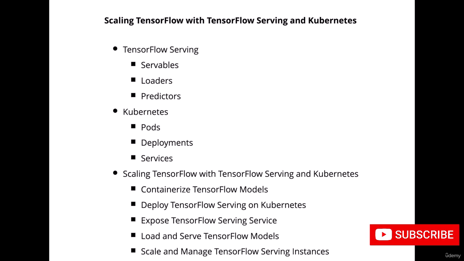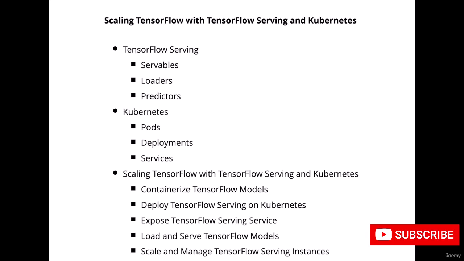Last one is scaling TensorFlow with TensorFlow Serving and Kubernetes. To scale TensorFlow models with TensorFlow Serving and Kubernetes, follow these steps. First, containerize TensorFlow models. Package TensorFlow models as Docker containers with TensorFlow Serving installed. Define a Dockerfile to specify the model serving environment and dependencies. Next, deploy TensorFlow Serving on Kubernetes. Create Kubernetes deployment and service manifests to deploy TensorFlow Serving instances as pods. Specify resource requirements such as CPU and memory limits to ensure efficient resource utilization.